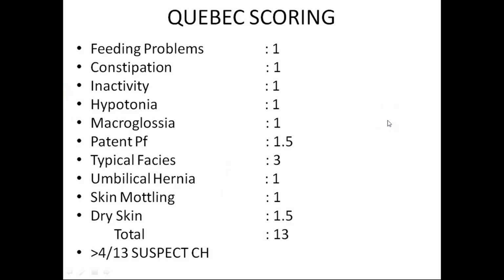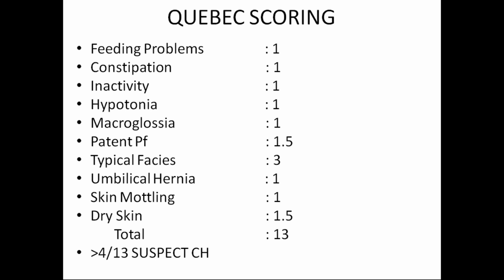There is a fancy term called Cubic scoring. Just remember this, because if some examiner is interested in asking, for undergrad, if you mention a few of these items in the scoring for hypothyroidism, I think the examiner should be more than happy. It is point based: feeding problems 1, constipation 1, inactivity 1, hypotonia 1, macroglossia 1, and patent posterior fontanelle 1.5.